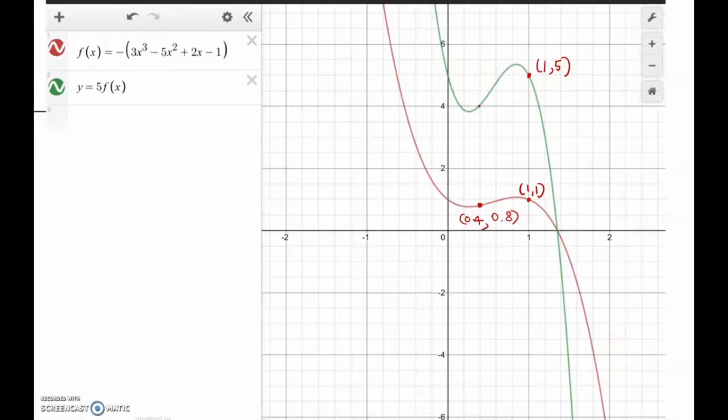This new point that it got stretched up to is 0.4, 4. Okay, so all of these points are getting stretched up, at least the positive ones are getting stretched up by a factor of 5. And so the larger the number, the more the stretch that's going to happen. So like, for example, this has a y value of 4.